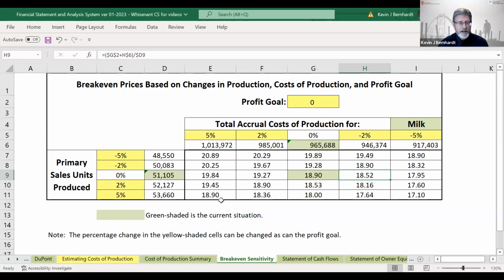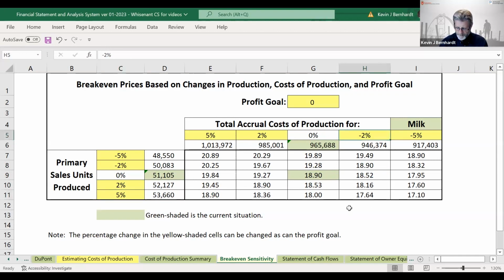Well, I'm not only going to reduce my cost of production, I'm actually going to increase my production per cow by 2% as well. So I come over here on the left, I put 2% in that cell, and that shows how much more production I would get, 52,000 hundredweights now. I follow that across to 2% less cost of production, and now I only need $18.16. So it gives you a range, and I can change this range.